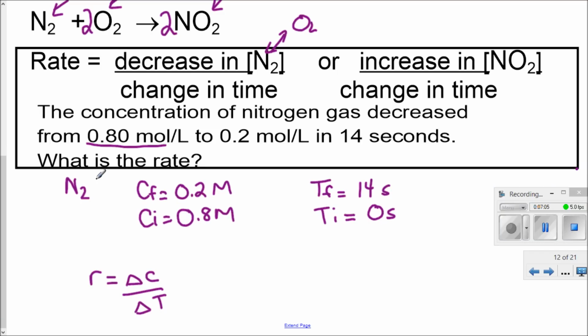I have for N2, because it says nitrogen gas here, I'm just keeping track of that. It says my final concentration is 0.2 moles per liter. The big M means moles per liter. And my initial concentration is 0.8 moles per liter. My final time is 14 seconds, because it happened to be 14 seconds, and obviously my initial time is 0 seconds. So now all I do is plug in my numbers and solve.